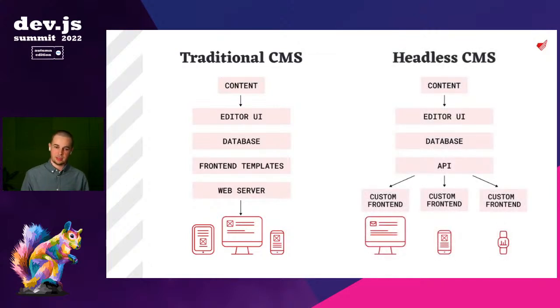Well, in Headless CMS, the first part is the same. We have content first that we put into some editor, there is some database, file storage, everything, but then there is an API, not front-end templates, not a web server, but just an API, and you can connect to this API from different custom frontends. So we can have one custom frontend for a website, a different app for mobile, and let's say a smartwatch app. And all of them can be connected to the same API.